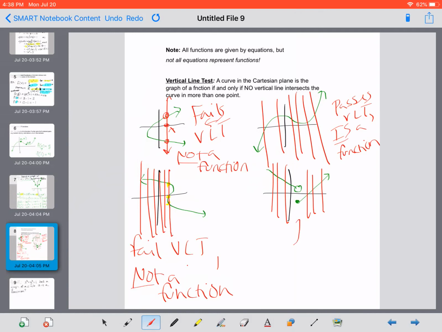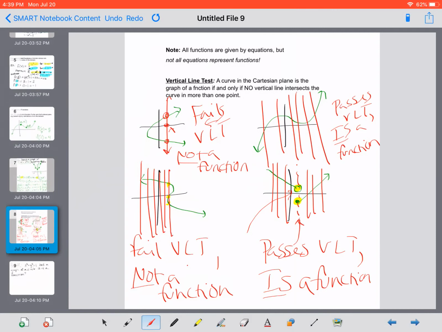The only potential issue could be right here, where your rule switches, where you switch from one line to another. But because we have an open circle here, we highlight it, because this is an open circle, that's saying that's not actually the output of the function. There's only one output of the function, and it's down here where we have a filled in hole. So this does not fail the vertical line test. This actually passes the vertical line test. So this is a function. If both of those circles had been filled in, well, then it would have failed the vertical line test, and then it would not be a function.